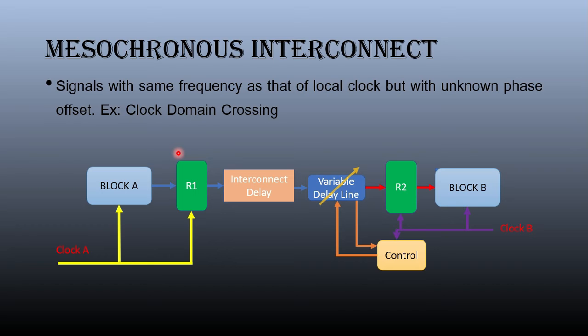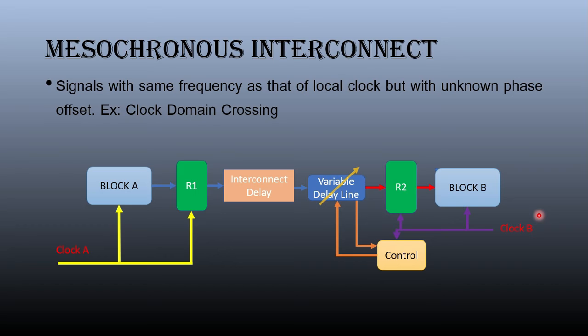For example, clock domain crossing. A single integrated circuit can have multiple blocks such as block A and block B, and these blocks might have been driven by different types of clocks, right? Clock A and clock B. They might be of the same crystal oscillator, but their characteristics may be different.